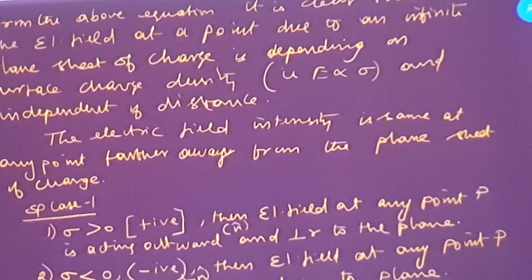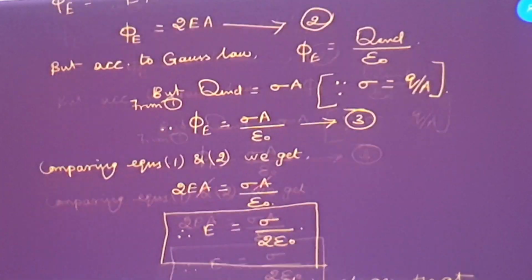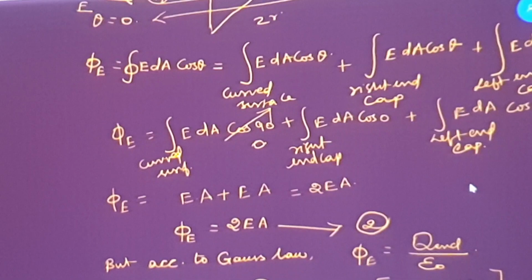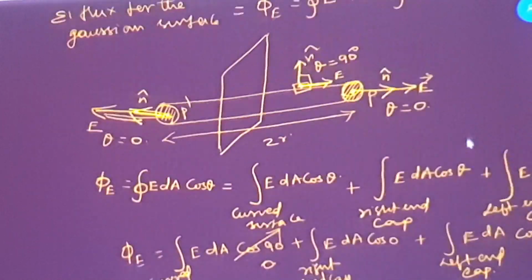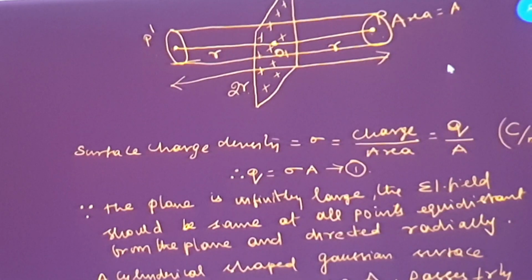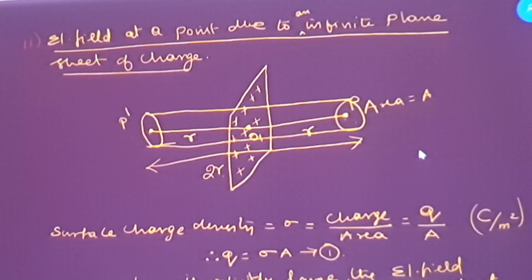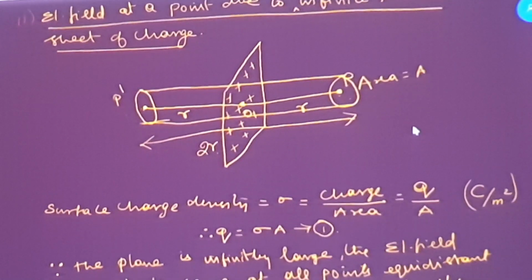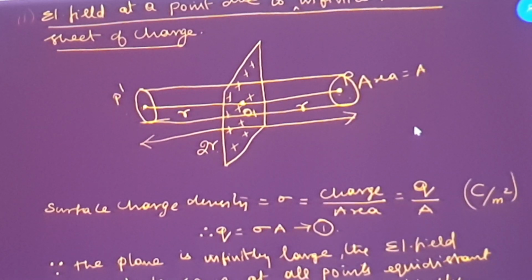See, when you are considering the infinite plane sheet, then in that infinite plane sheet of charge, what is the total amount of charges available? We don't know. So in order to calculate the amount of charge in a Gaussian surface, we have to consider first of all surface charge density. What is that surface charge density? Surface charge density is nothing but charge per unit area.